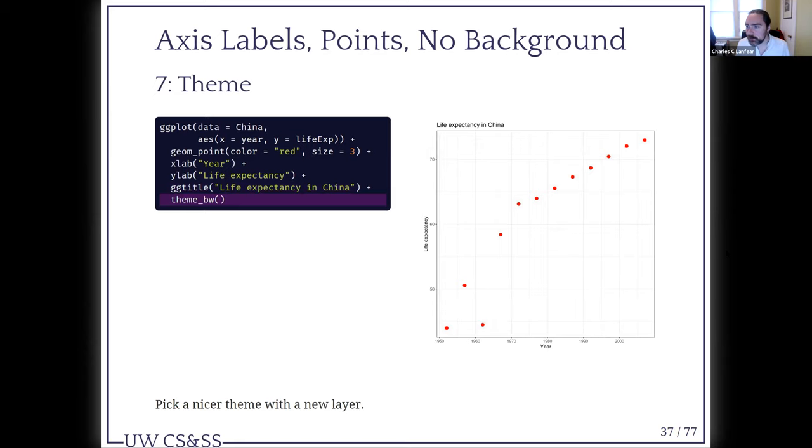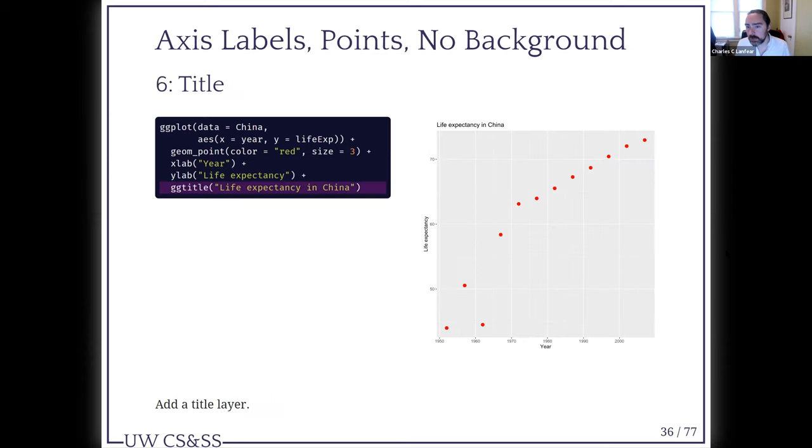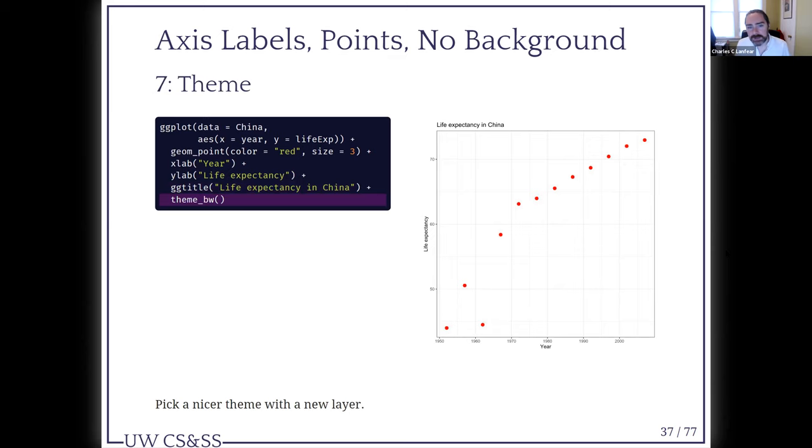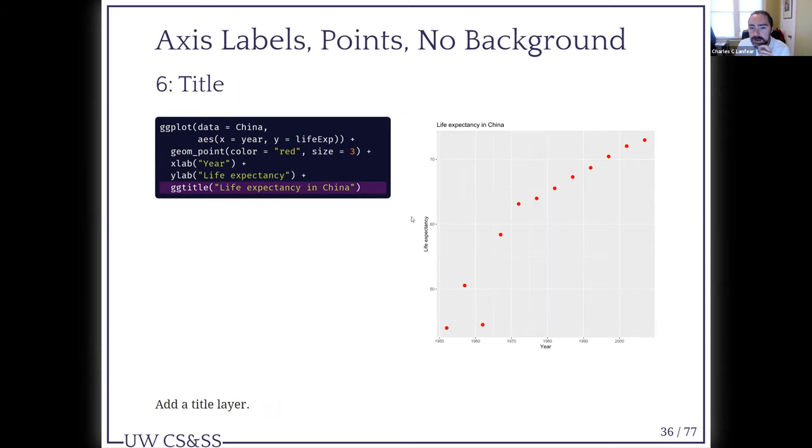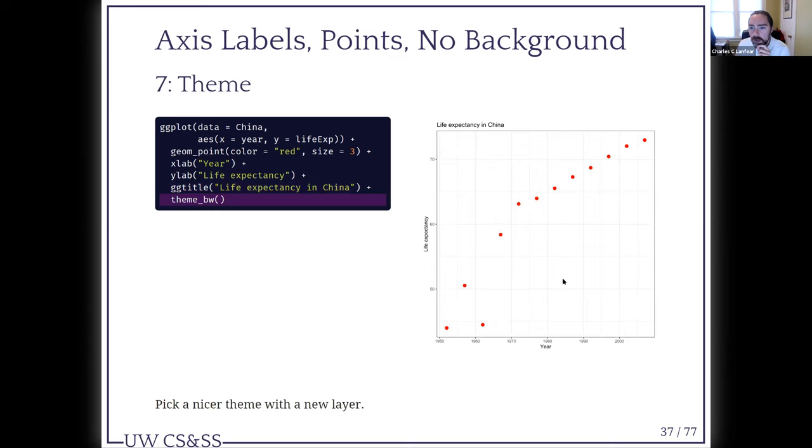Then I'm going to change the theme. The entire look of the plot can be changed by saying plus theme black and white. This gets rid of the ugly gray default background, whites it out a little bit, gives it an outline around the plot area. You know, it's kind of clean. It looks okay. I probably wouldn't use it for publication, but it looks okay for now.